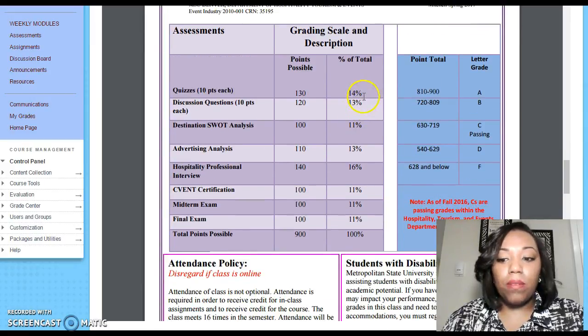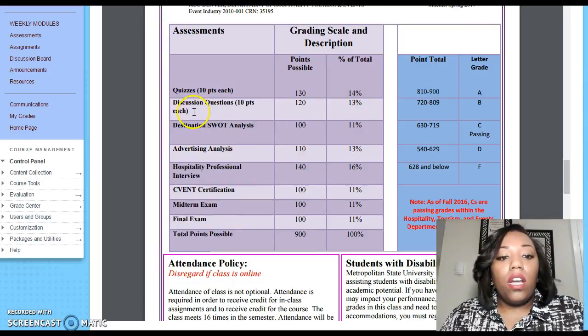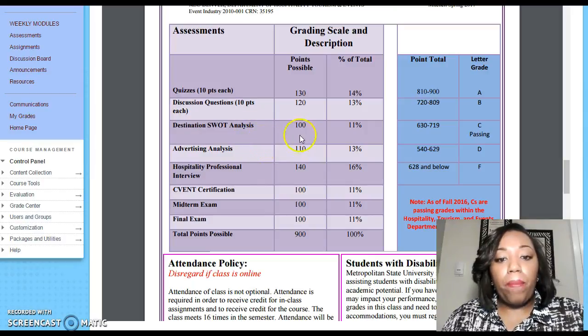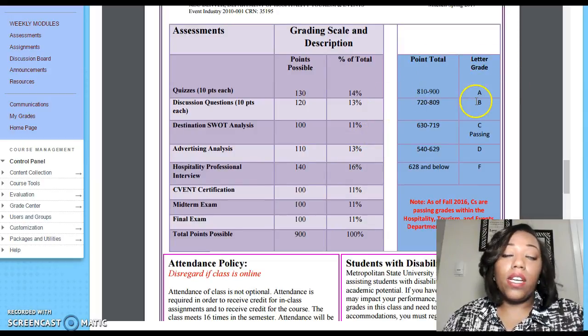I loved this idea because I am a numbers gal. Anywho, discussion questions are worth 10 points each. Your destination SWOT analysis paper, 100 points. Advertising analysis, 110, and so on and so forth. So that's all here. Please pay attention to the letter grades.